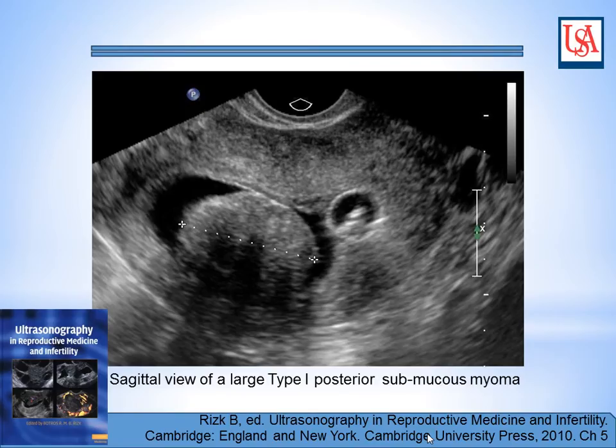Type 1 is that the majority of it is in the cavity and less than 50% in the wall. Type 2 is more than 50% in the wall. So why are we fussing about all that? Because if you take a type 2 and you try to remove it hysteroscopically, you will end up with a big crater inside the uterus, and you open the uterus from within and then have to go and do either a laparoscopic or an open procedure. So you have to know what type of fibroid you're dealing with.